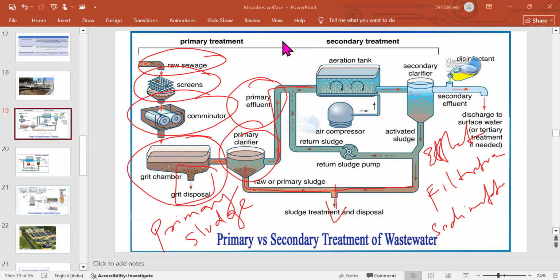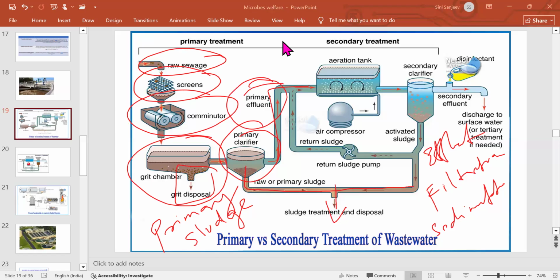Now, the second part, which is your secondary treatment. In this, you already have a primary effluent which is free from physical particles. So now what we are going to do is biologically remove the microorganisms and make it clear water so that it can be released into the water bodies. So how does the process actually take place?